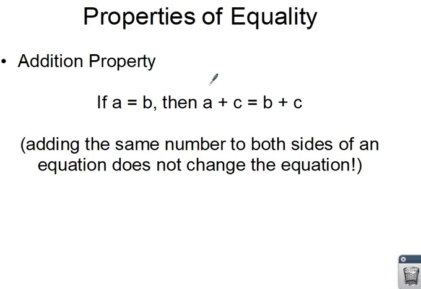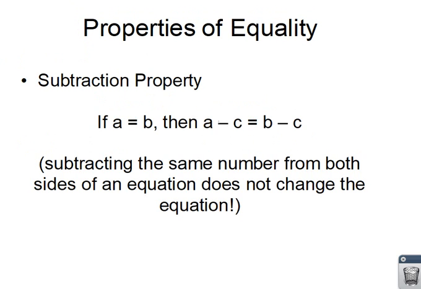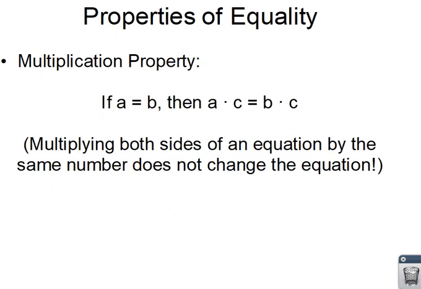Okay, first one, addition property. I put the if-then statement for this first. But this is just basically if you add the same thing, add something to one side of the equation, you have to add it to the other. That's the addition property of equality. Then you have the subtraction property of equality. It's basically the same thing as addition, but it's subtracting a number. Multiplication property, same deal. If you multiply something to one side, you have to multiply to the other side.